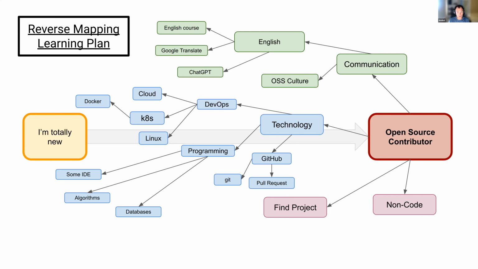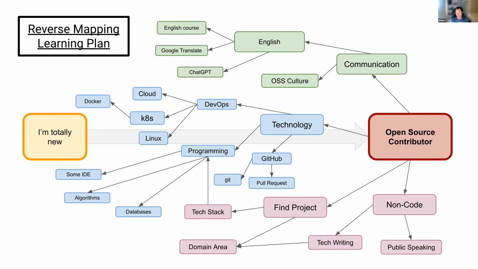Now let's go more towards finding the right project. To find the right project, you need to know your tech stack, your skills and capabilities. For that, you need to learn programming or know programming. And there's also the domain area in which you will be looking for the project. Finally, if you are looking for non-code contributions and you want to spend less time in technology, which is your personal preference, you would also need to learn public speaking, maybe tech writing, which needs a domain area. We could connect tech writing to English skills in this map.